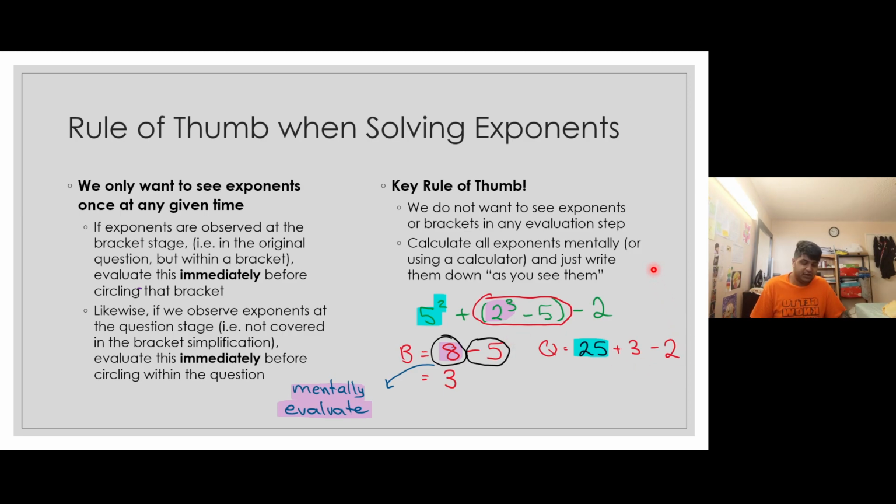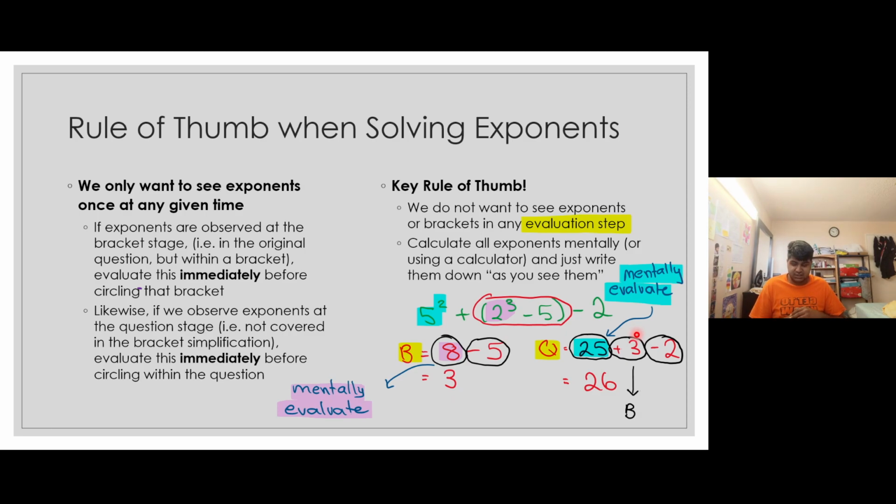You pop in the 25. 25 plus 3 is 28. 28 minus 2. Okay, so it says mentally evaluate, absolutely. And then 28 minus 2 is equal to 26. And of course, don't forget to actually label the bracket. In this case, we don't have B1, B2, B3. We just have B. So here's B. We calculate it, we label it, and we are good to go.